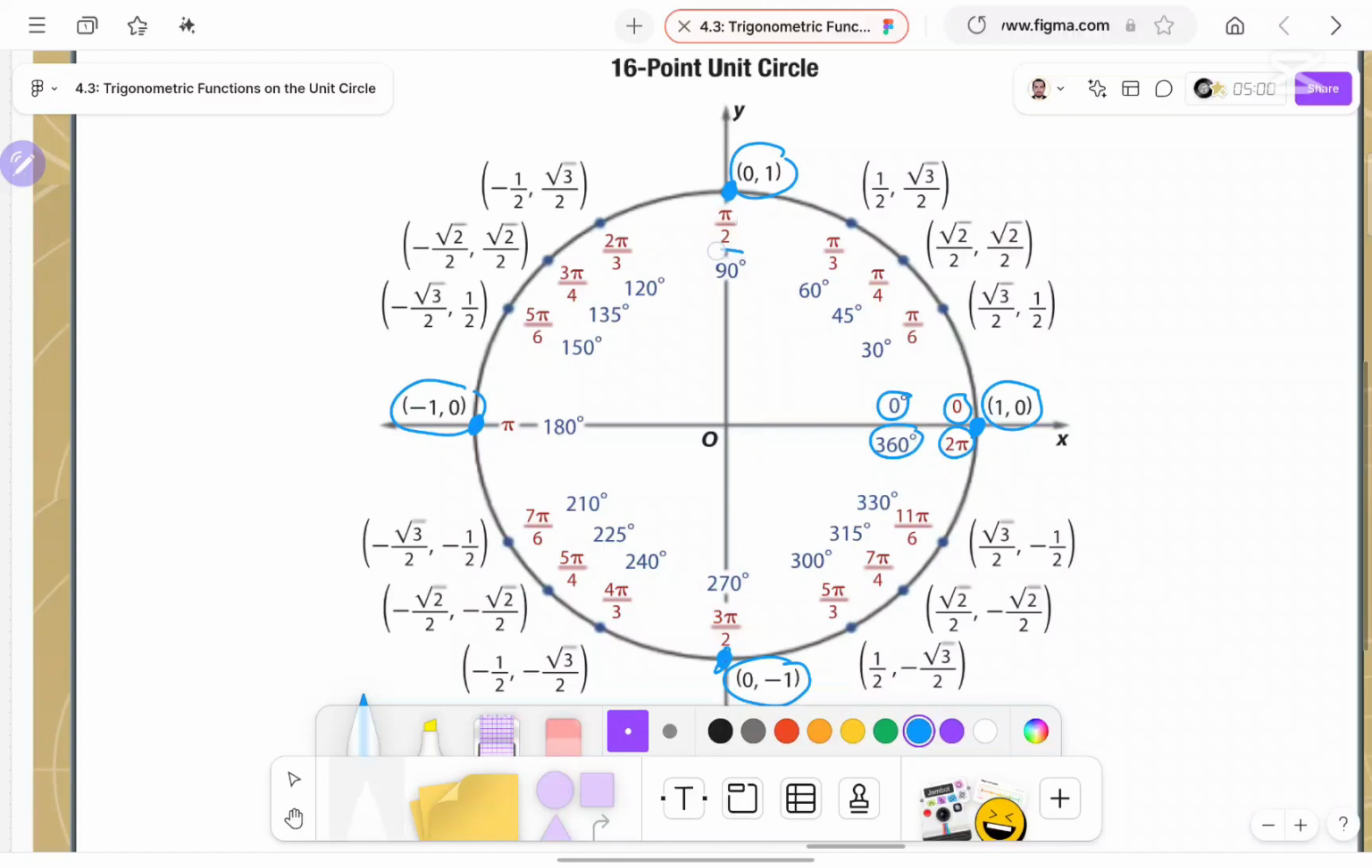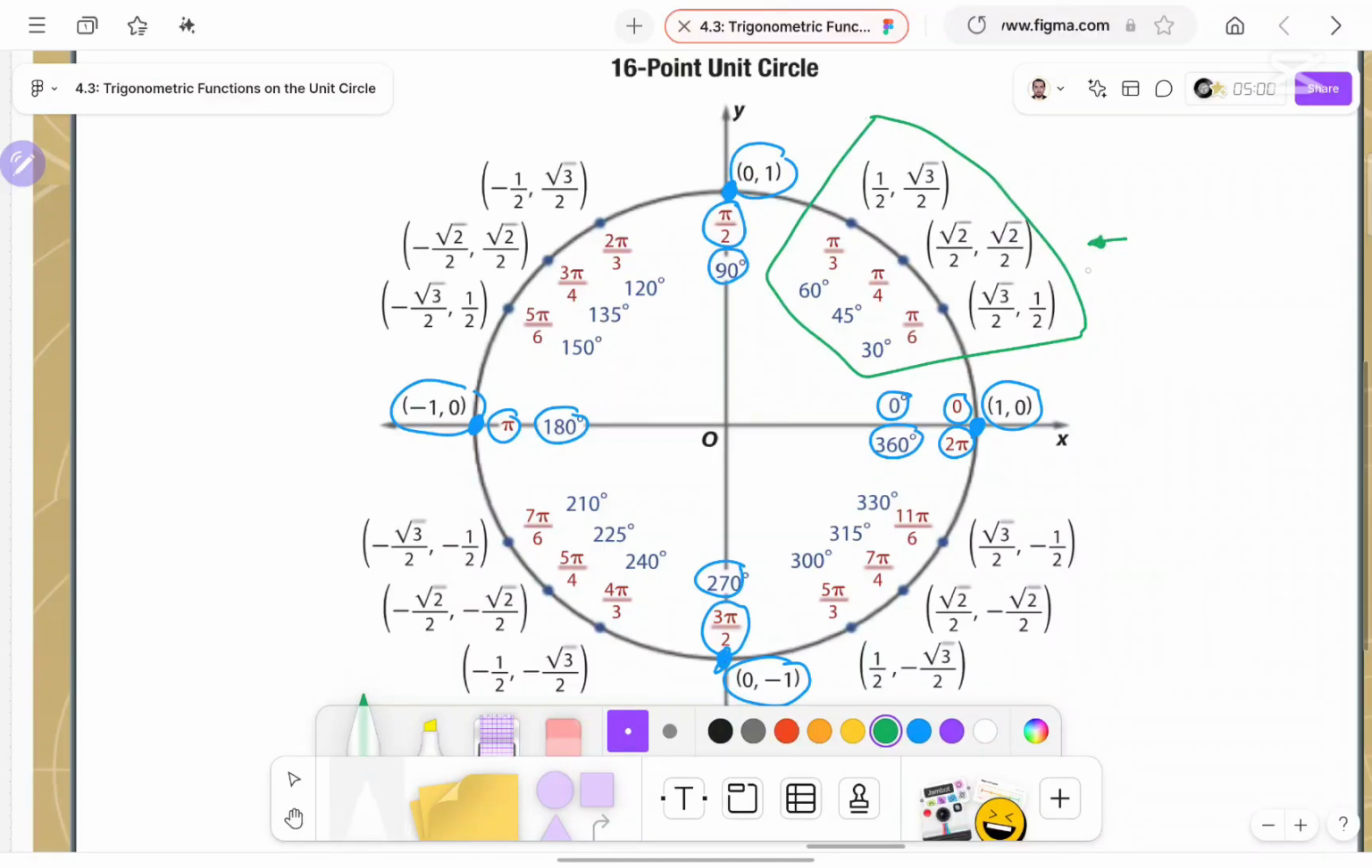Now this point, you know, is 90 degrees or pi over 2. In this coordinate you know that it's 180 or pi. In this point here it's 270 or 3 pi over 2. So these coordinates, we already know them and understand them from the previous. Now we just need to identify these points here. This is the only part that I have to memorize.